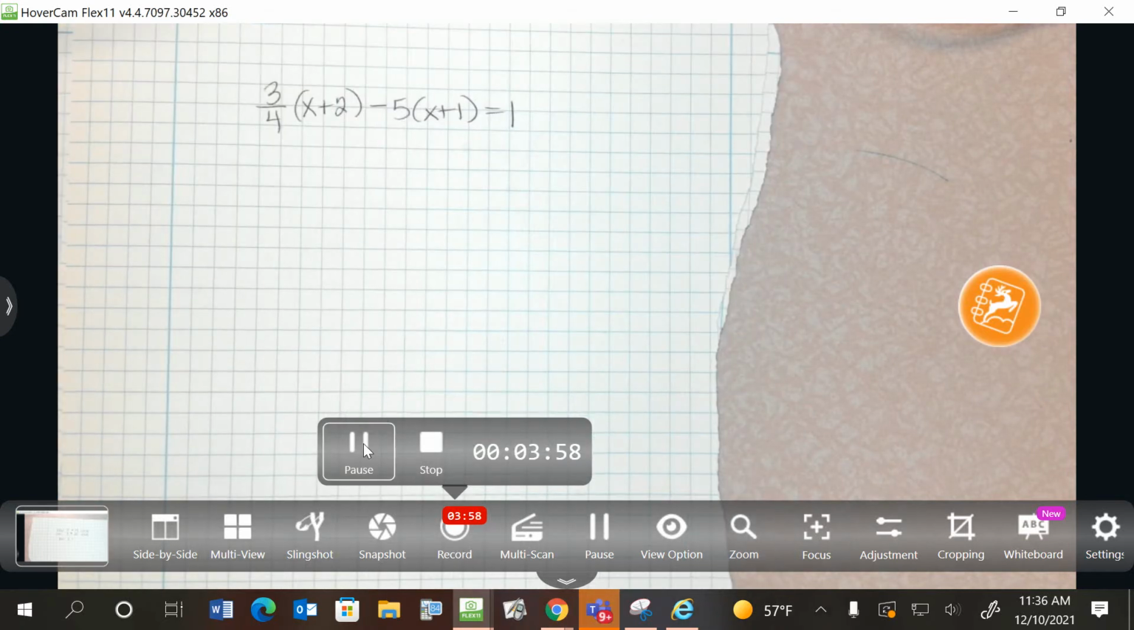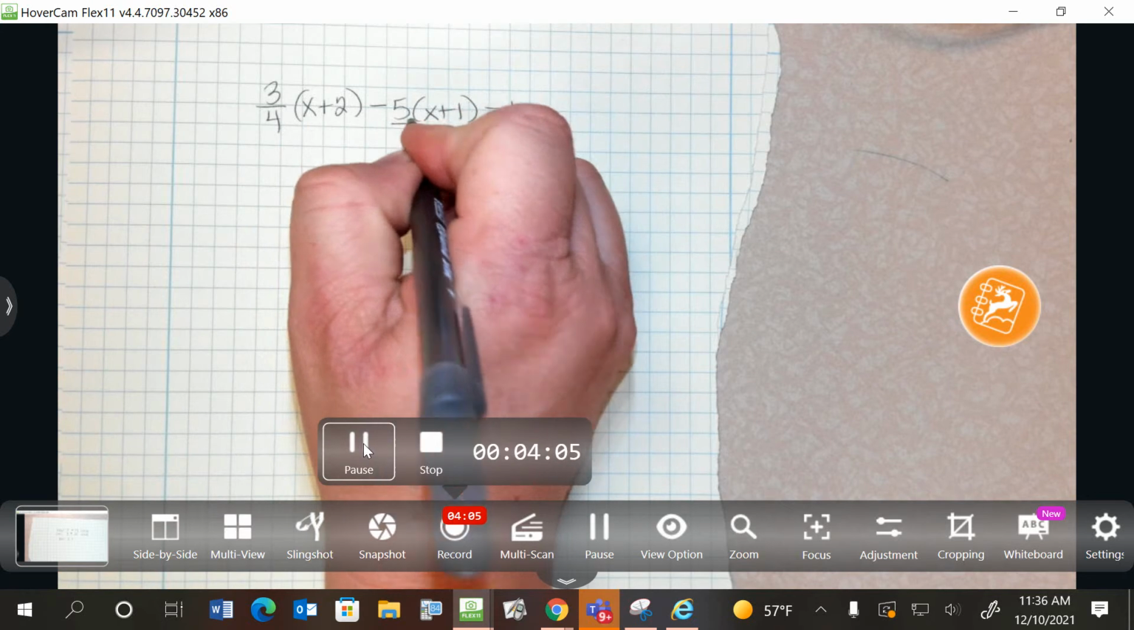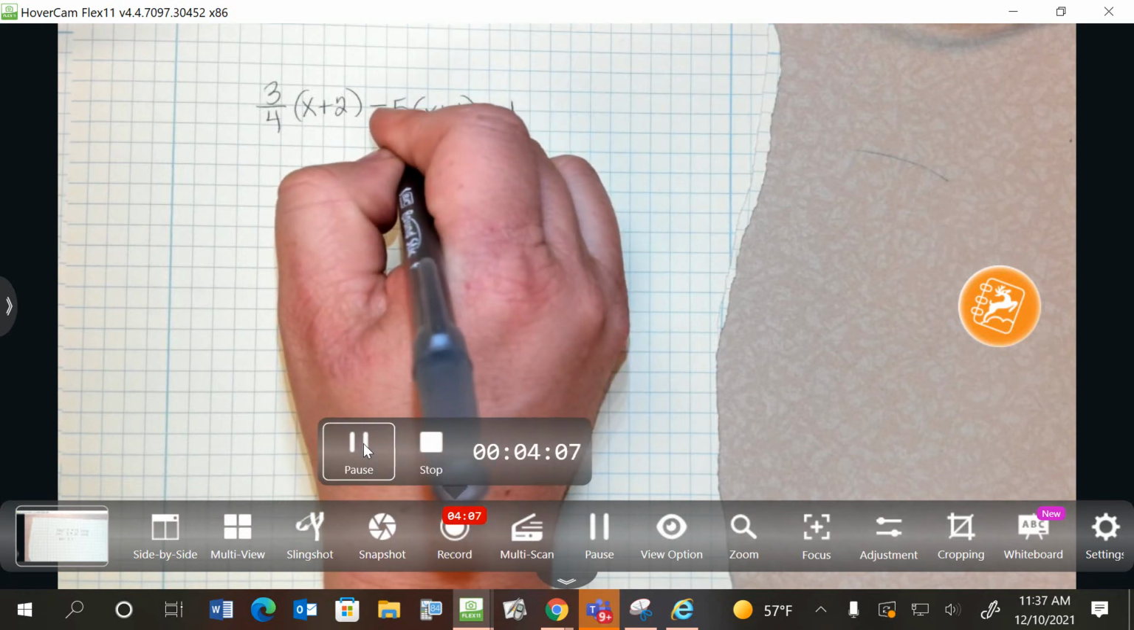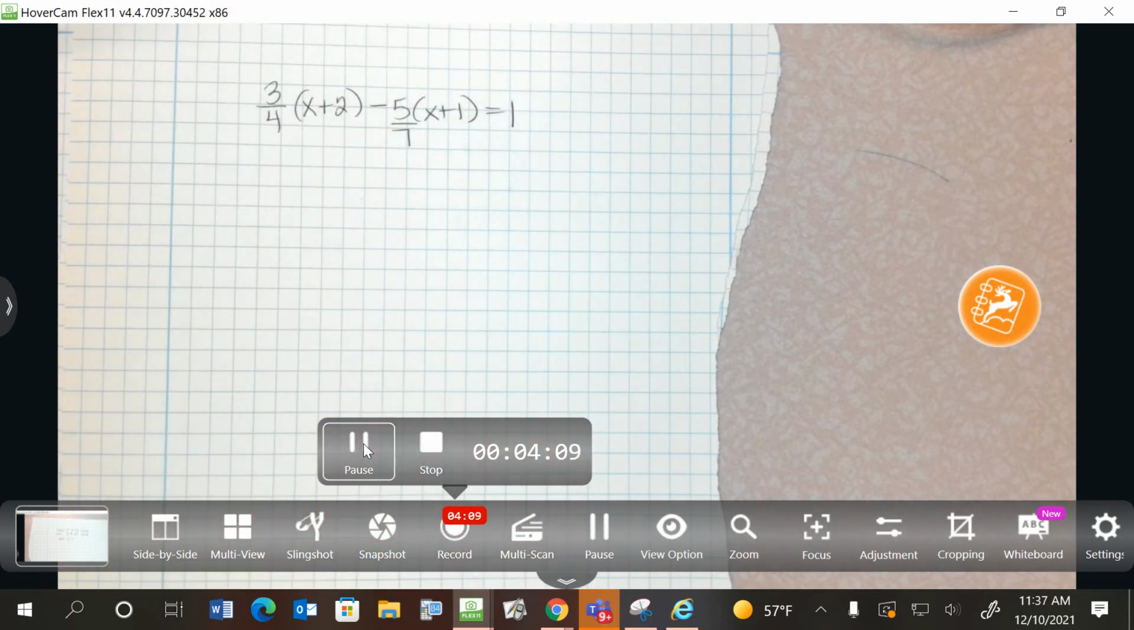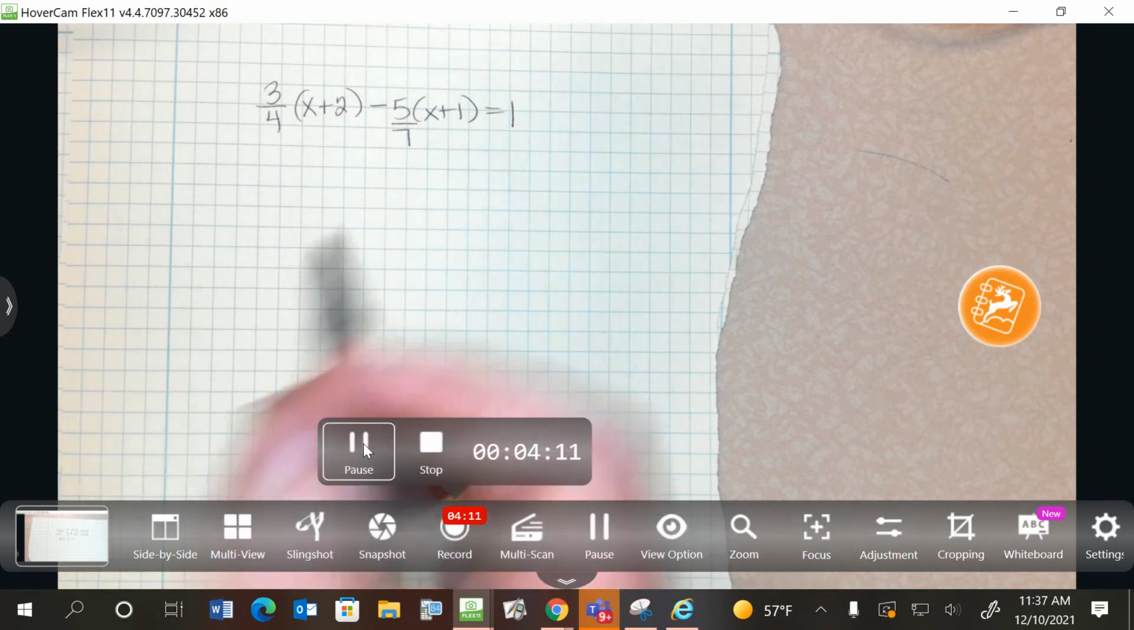Let's solve this for x. Could we work with fractions? We sure could, but sometimes it makes it more difficult. I meant to put a 7 underneath here. I want to find a way to eliminate the fractions to make it easier.